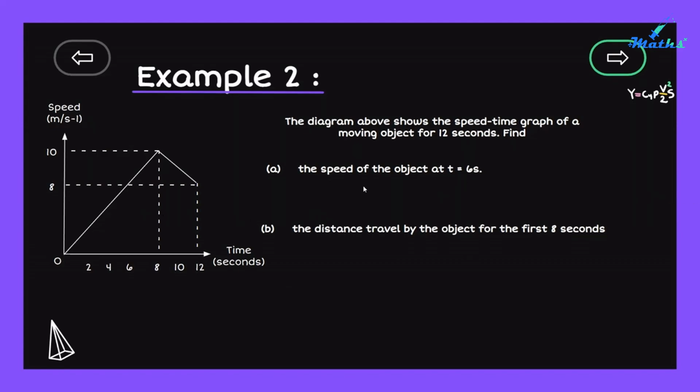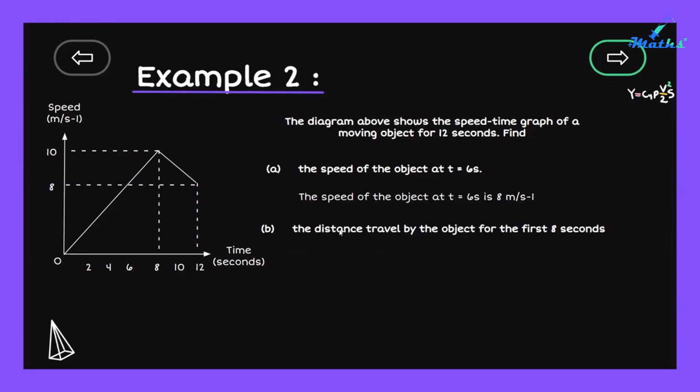So for this one, it is finding the speed when the object is at 6 seconds. So at 6 seconds here, go up. Here you see the speed is 8. So the speed of the object at t equals 6 is 8 m/s.